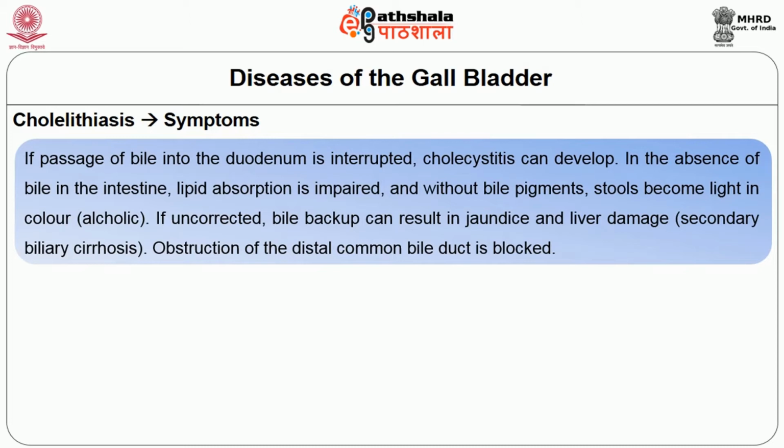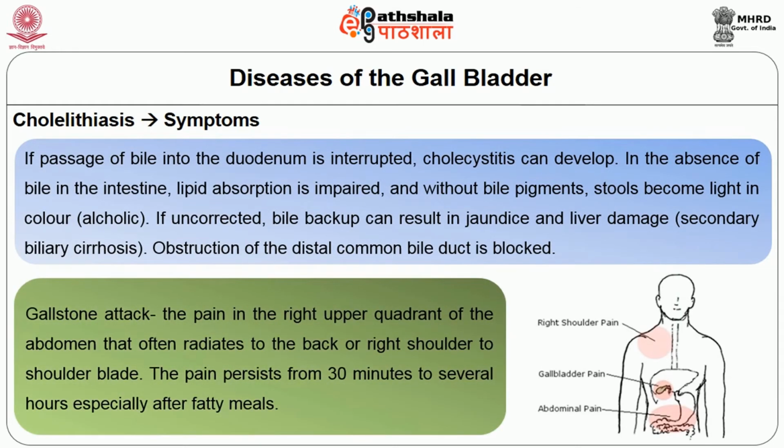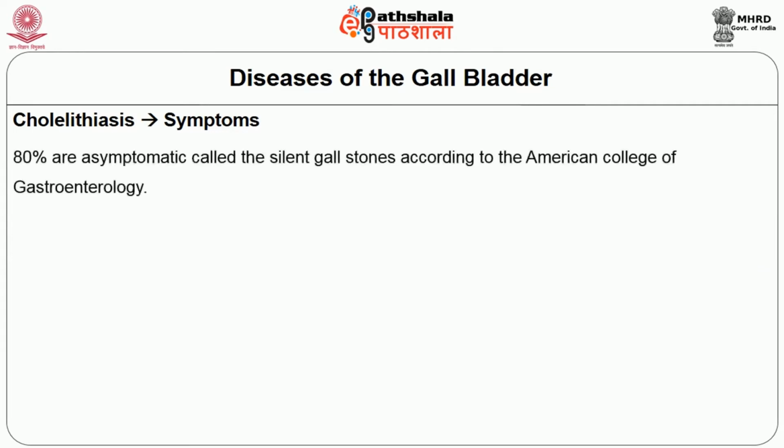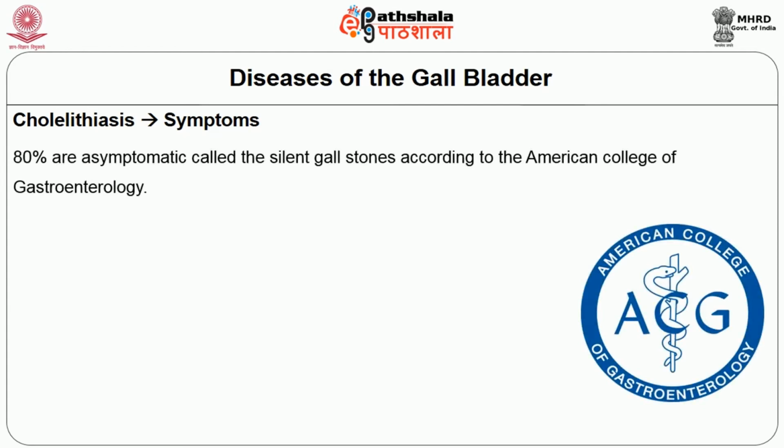Obstruction of the distal common bile duct is blocked. Gallstone attack: the pain in the right upper quadrant of the abdomen that often radiates to the back or right shoulder to shoulder blade. The pain persists from 30 minutes to several hours, especially after fatty meals. 80% are asymptomatic, called the silent gallstones, according to the American College of Gastroenterology.